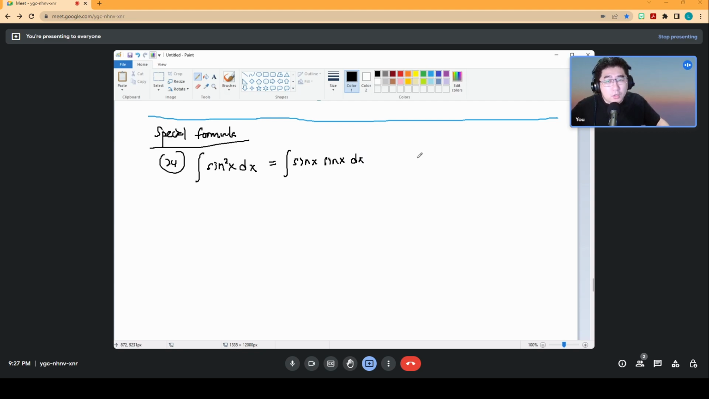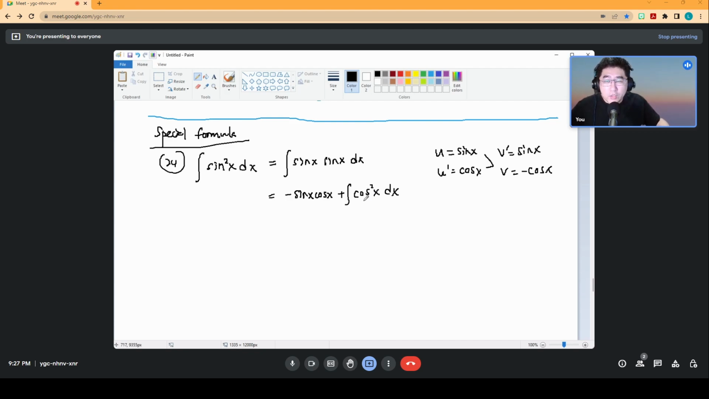Since I have a sine x times sine x, I let my u equal sine x, my v prime equal sine x. So my u prime equals cos x, my v equals negative cos x. So I use these 3 components. So I have a negative sine x cos x, minus minus becomes plus of cos square.